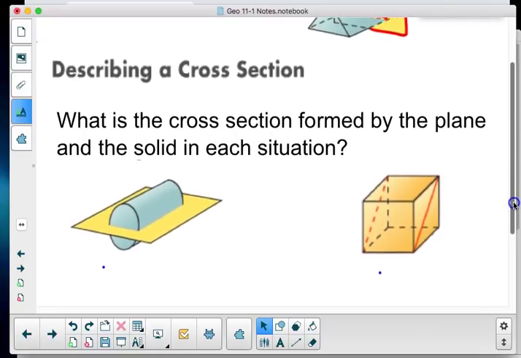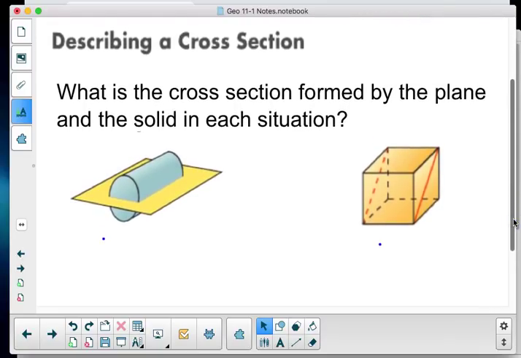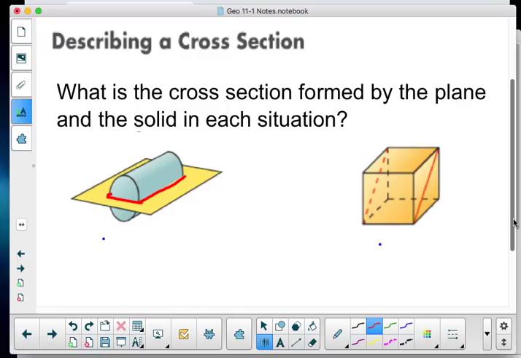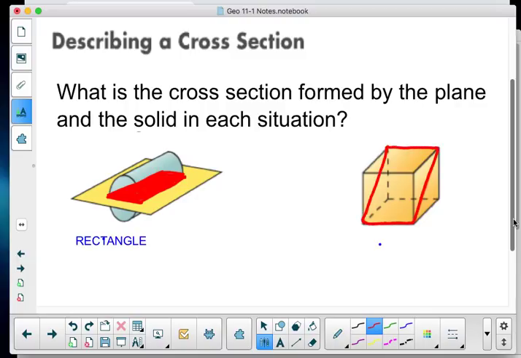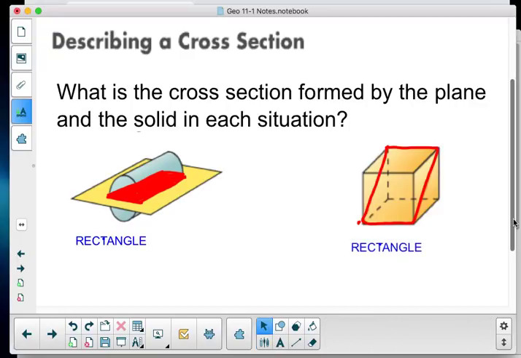Now, what is the cross section formed by the plane and the solid in each situation? I find that it's easiest just to connect the things that are there, and you have to be thinking that there's something back here and it goes across. So this cross section is going to be a rectangle. It's just kind of the cylinder laying down. So I've got a rectangular cross section. Over here, if I take this cross section and really think about what it's doing, that's another rectangle. When I go from the front bottom edge to the back top edge, that'll be a rectangle as well.